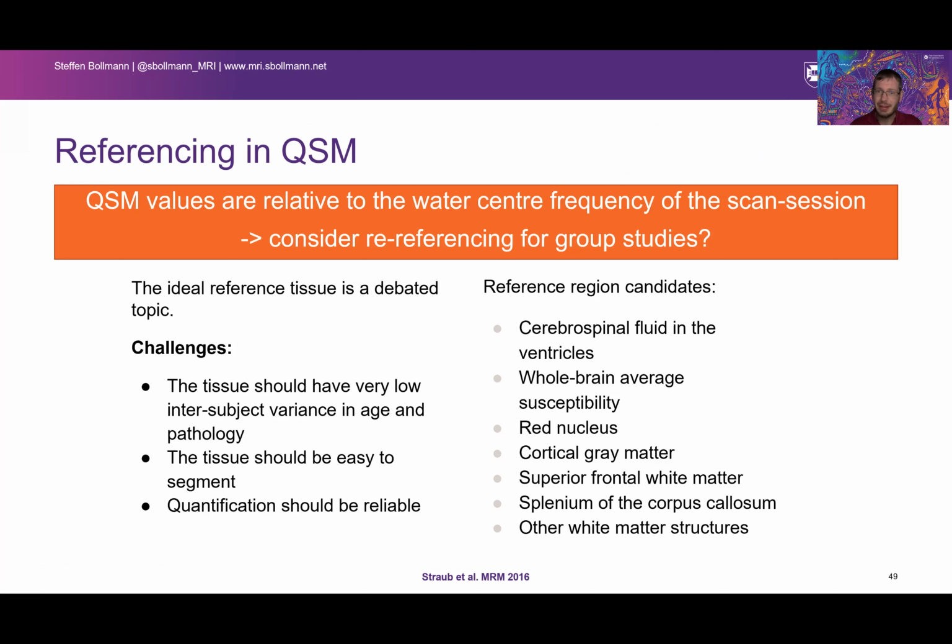So there are a couple of reference regions proposed. So for example, the cerebrospinal fluid in the ventricles. We can use a whole brain average as a reference, or we can use certain anatomical regions. The problem there is that it's very hard to recommend one over the other because it really depends on your research question and what particular subjects you're studying. And sometimes it just might not make sense to pick a particular region to re-reference because you don't know if this region is affected across your groups.